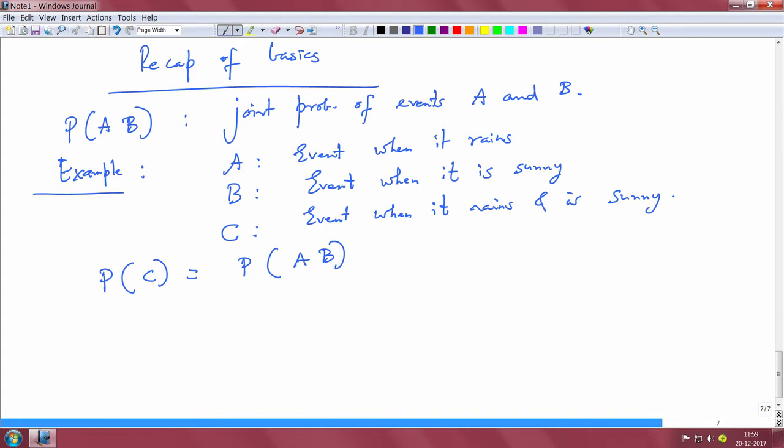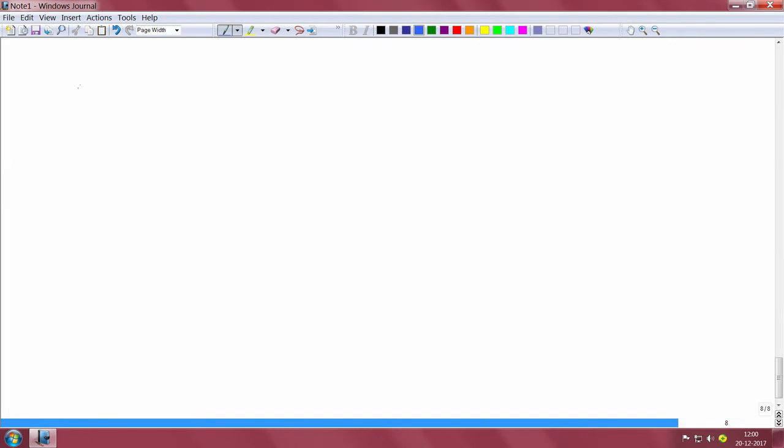Now, one can think about how to do this from a combinatorial way. That means you can count the number of events when it rains, count the number of events when it is sunny, count the number of events when it is raining and is sunny over the number of experiments that you conduct, right, and then you can bring this notion of what the probability measure has to be. So, this is some basics. Let us also recall a few definitions.